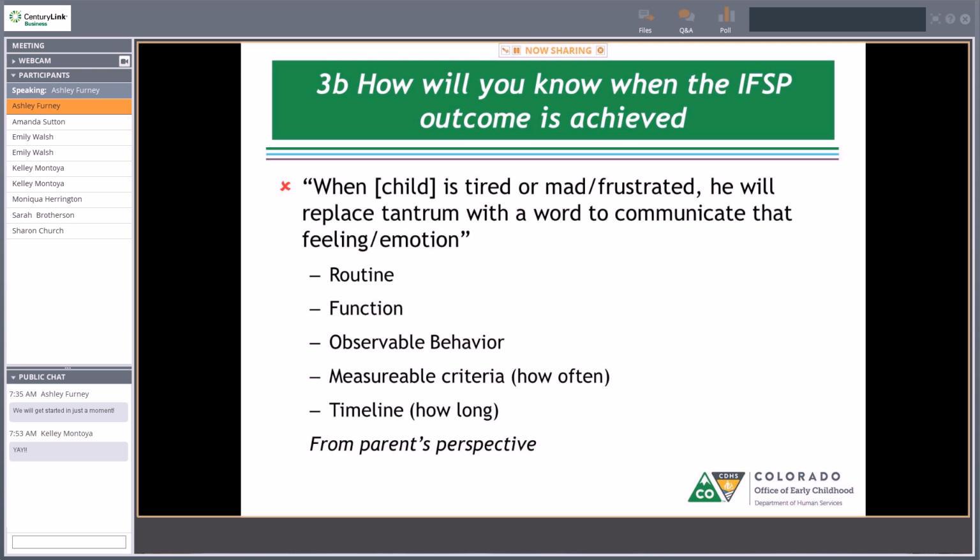Would agree with that. Okay. Yeah, I think. And what is the function of using the word? So using the word to maybe let mom or dad know what he's feeling.